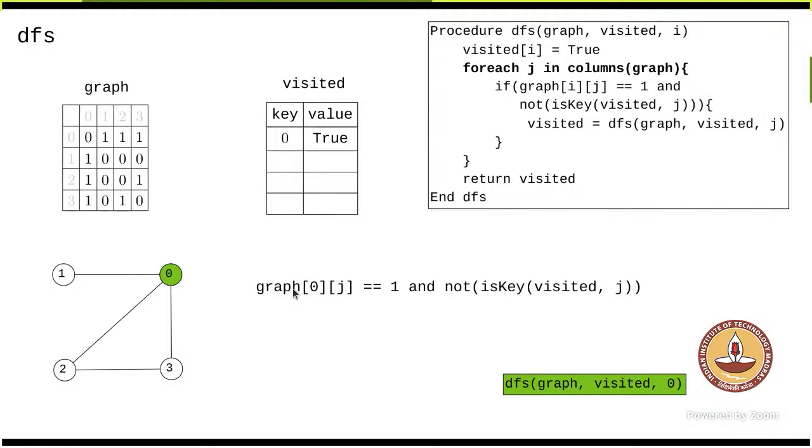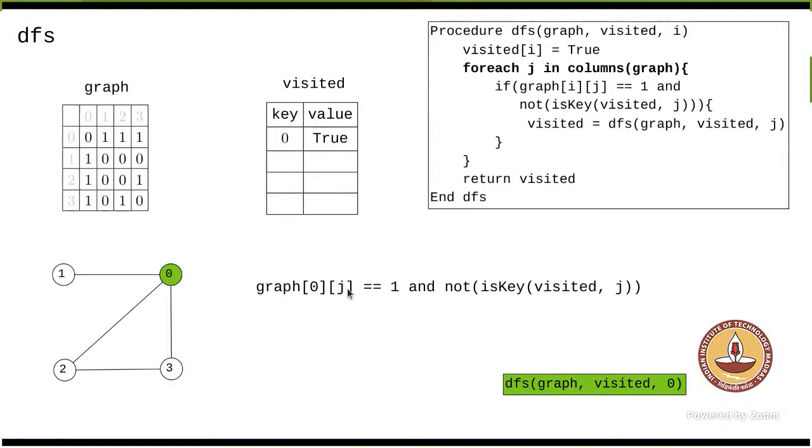So is graph of 0, 0 equal to 1? No, it is not. So there are no self loops. We call this as there are no self loops, and 0 is not connected to itself, right? So if this is false, do I need to check for the second condition? No. It's an and, so we don't need to. So don't need to check.